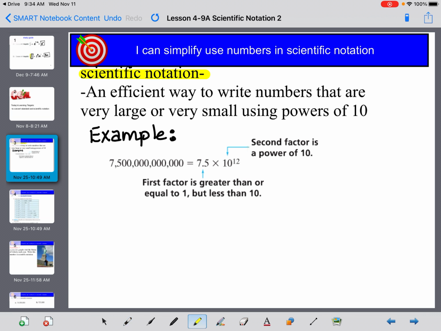This number that you see is very, very large. It's much more efficient to write it in scientific notation. 7.5 times 10 to the 12th power is scientific notation. Notice that the first number, 7.5, is greater than or equal to 1, but less than 10. And that's going to be true of all numbers in scientific notation. This first factor needs to be between 1 and 10. Now, the second factor is always 10 raised to some power. That is how you get all of these zeros.